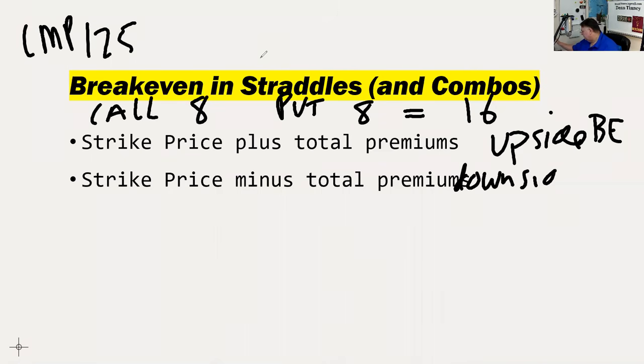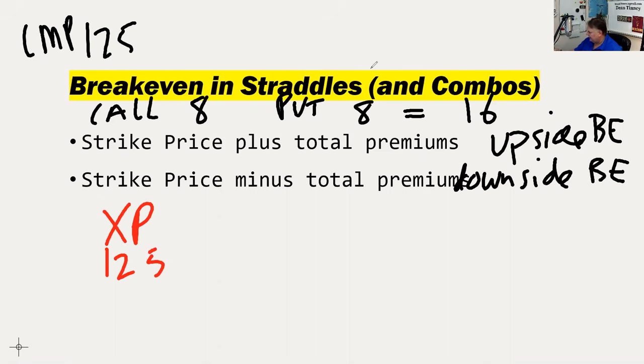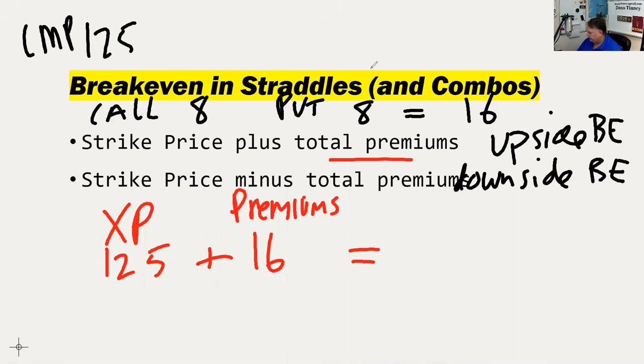Now, again, remember, you only remember one thing. Remember, call up and put down. Call up, put down. So what I'm going to do is I'm going to take the strike price, XP means strike price, and I'm going to add the combined premiums, the total premiums, 16 in this case. I'm going to buy. By the way, it doesn't matter what I buy or sell. It'll be the same. And my upside break even is going to be 125 plus 16, 141. That's my upside break even.